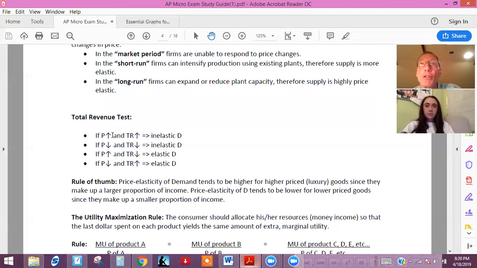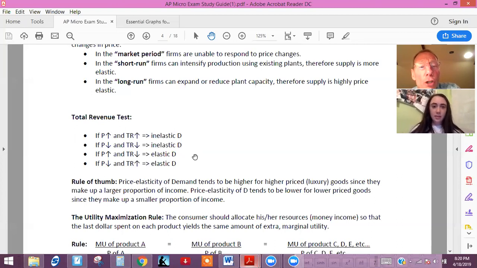And remember, it's the percentage change in quantity over the percentage change in price. So if it's elastic, it means the percentage change in quantity is greater. So you're going to get some value over 1, because if the numerator, which is the percentage change in quantity, is larger than the denominator, then it's going to be a value over 1. That's just fourth grade math, right?